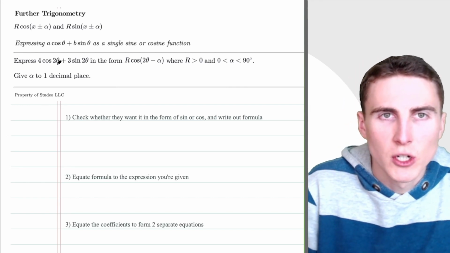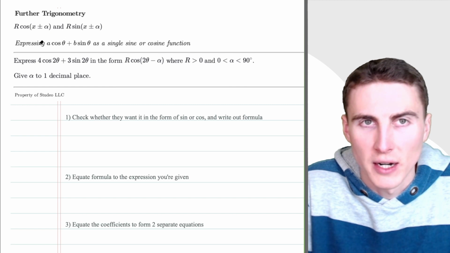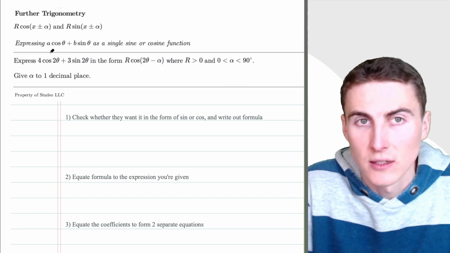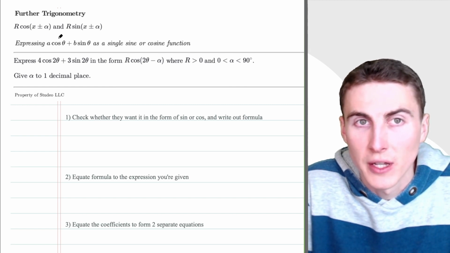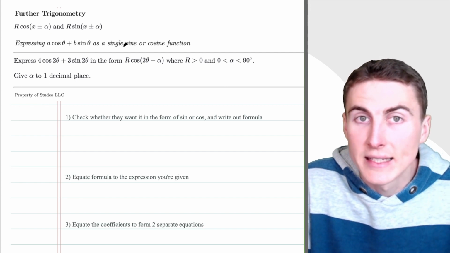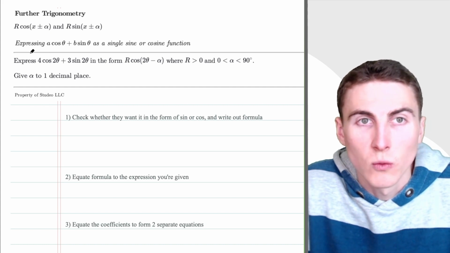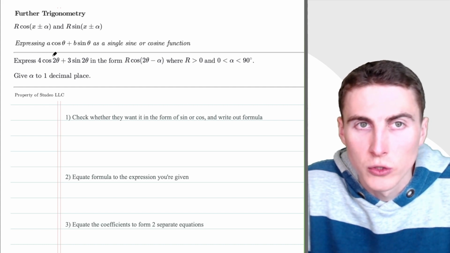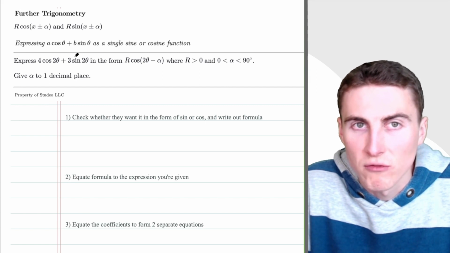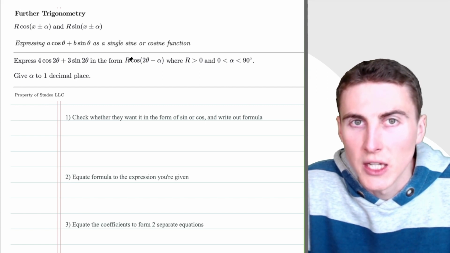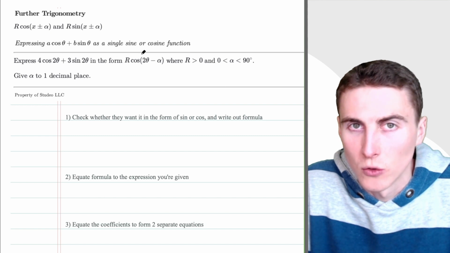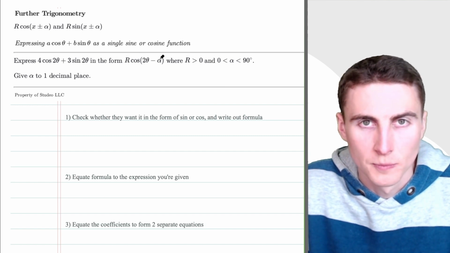So in this video, we're looking at how to express functions like this, where we have something cos something plus something sine something, as a single sine or cosine function. In this question, we're being asked to express 4 cosine 2 theta plus 3 sine 2 theta in the form of something cosine 2 theta minus something.